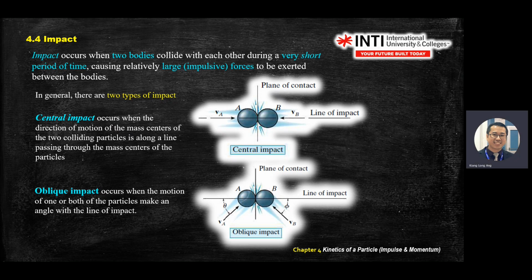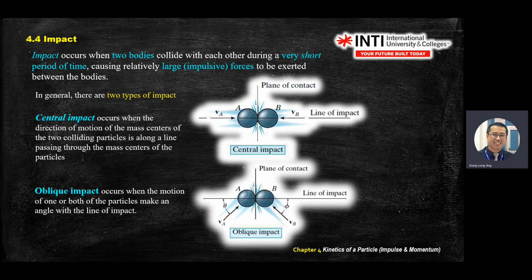Oblique impact is like you playing snooker. You come with a different angle but meet at one point called the plane of contact. Both diagrams also show you the plane of contact. So the first one, central impact, comes in the same line or parallel. This comes in the same line, hit together. Oblique comes with a different angle, but meets at the plane of contact.